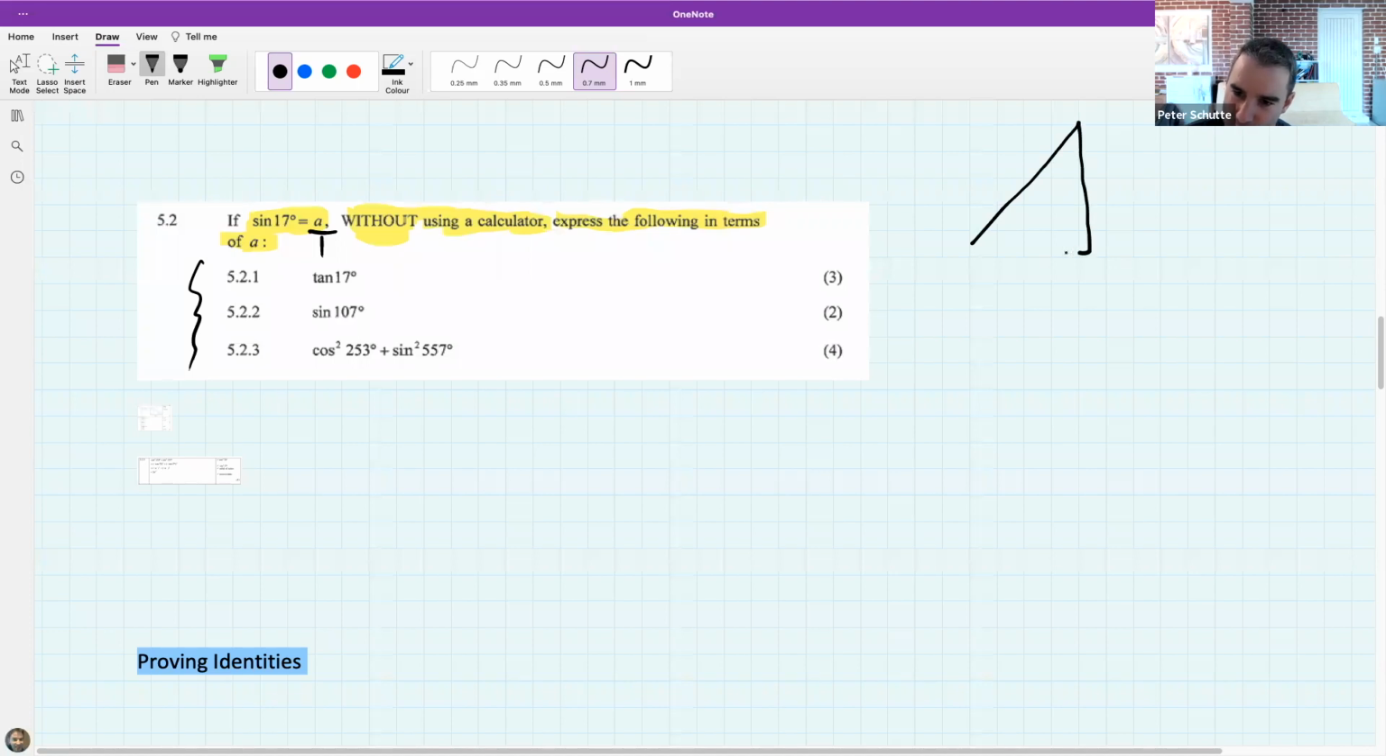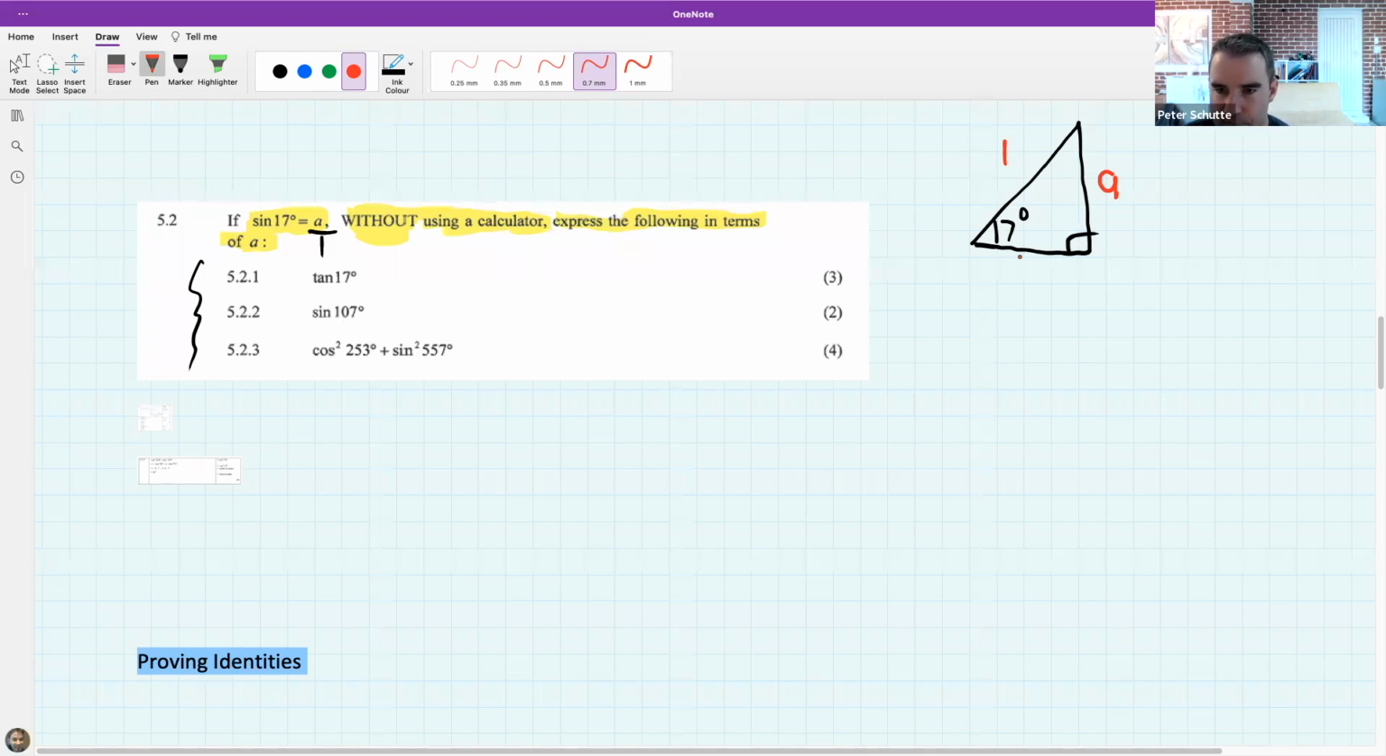Okay, so what I do is all of trigonometry is based around right-angled triangles. So I'm going to draw a right-angled triangle with a 17 in it. Now, because I've got the sine of 17 is A over 1, I'm going to put an A here and a 1 there.